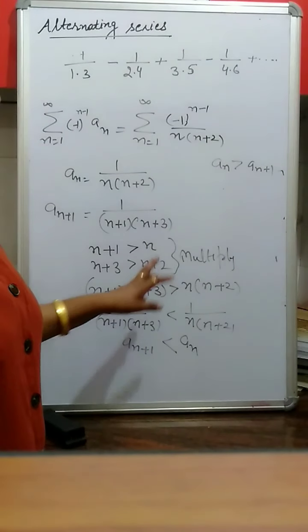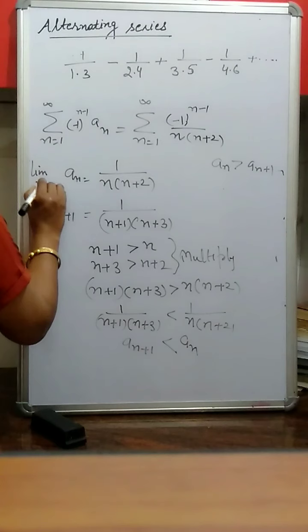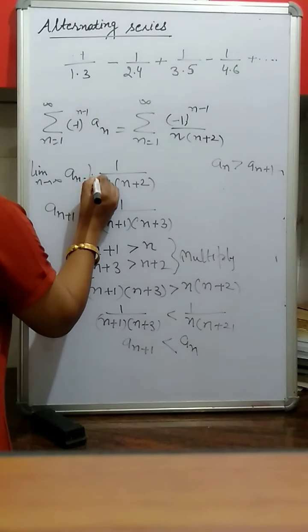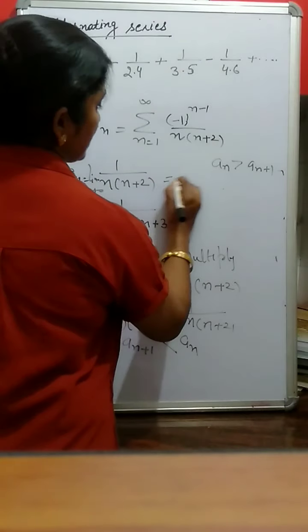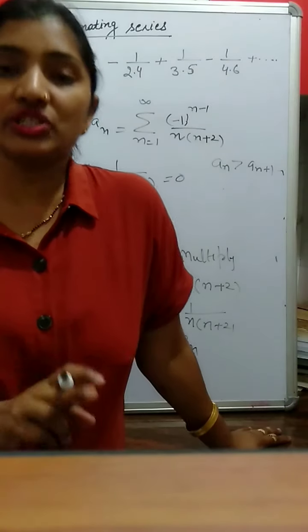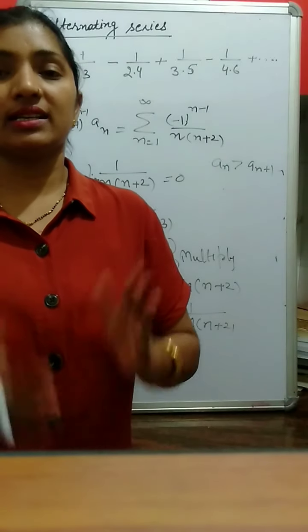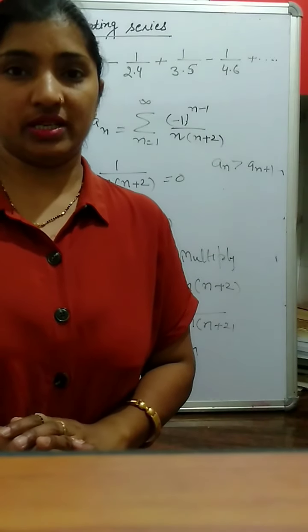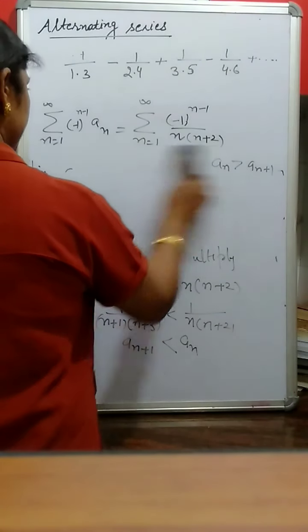The next condition is the limit as n approaches infinity of a_n. So we take the limit as n approaches infinity of a_n. It is 1 upon infinity, and this is 0. So both the conditions of Leibniz test are verified, and therefore by Leibniz test this series is convergent. Okay, so you can check one more example.